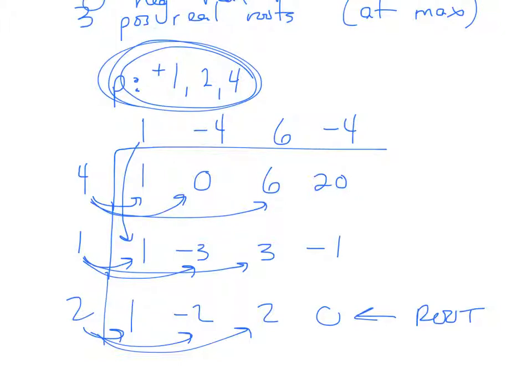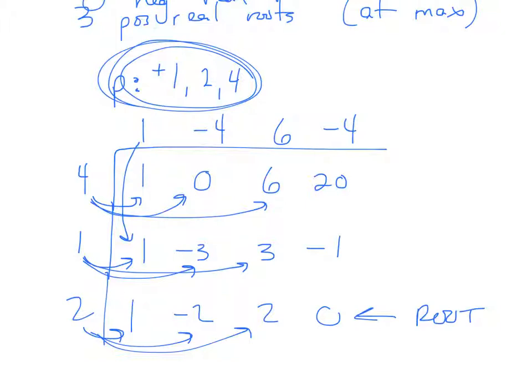Look at the signs of the synthetic row. What do you notice about the signs of this row? They're all what? Let 0 be positive or negative. The signs on this row do what? Alternate. When all the signs are positive, write this down: when all the signs of your synthetic row are positive, the number you tested is called an upper limit.